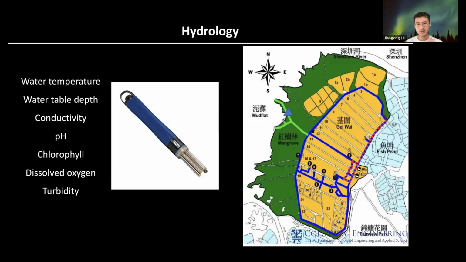Because we are interested in wetlands, we also measured water conditions in the tidal creek I showed at the beginning of the talk. This is the location of our tower, and we measured water quality not far from the tower in a tidal creek. The factors we measured include water temperature, the water table depth, and salinity, which is computed from temperature and water conductivity.